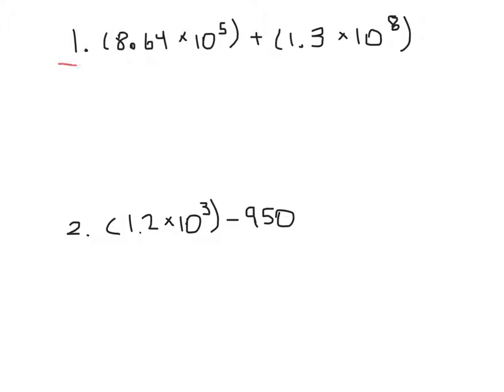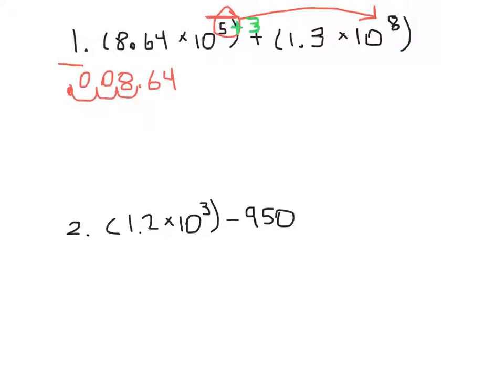So let's do number 1. We've got 8.64 times 10 to the 5th power plus 1.3 times 10 to the 8th. You always need to match your smaller decimal to your larger one. So to do this, we're going to have to move our decimal 3 places to the left so that we can add that 3 to our 5. So move it over 1, 2, 3 places, add in the zeros, and then we'll add that 3 to our exponent of 5. I'm doing that in green at the top.